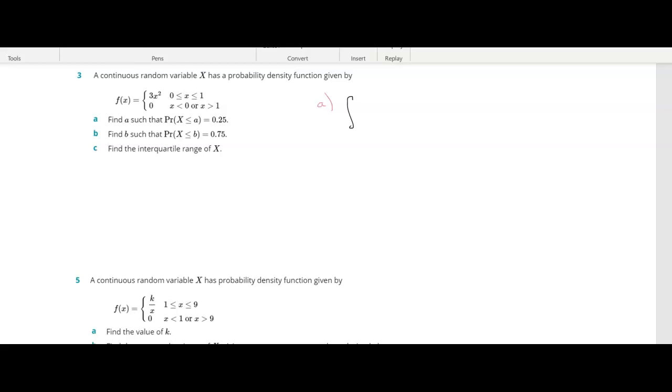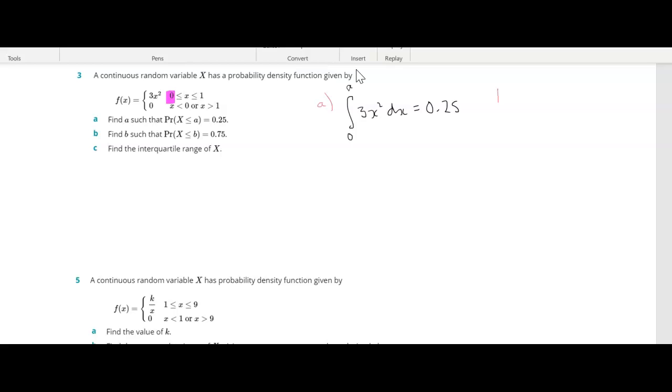All right, so our lower limit is 0. So we're going from 0 to our lower quartile, which we don't know, so we're going to call that A. They've called it A in the question, so I'm going to call it A here. I think the example I did last week, I called it P. Doesn't matter what you use, but in this question they've called it A, so I'm going to keep it as A. Then our function is 3x squared dx, and that's got to equal 0.25.